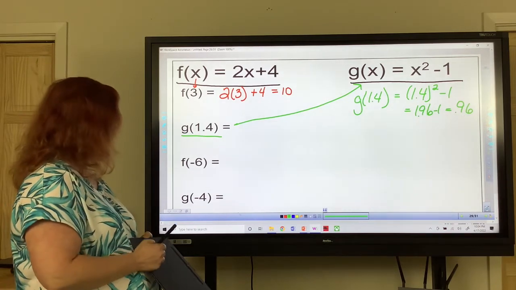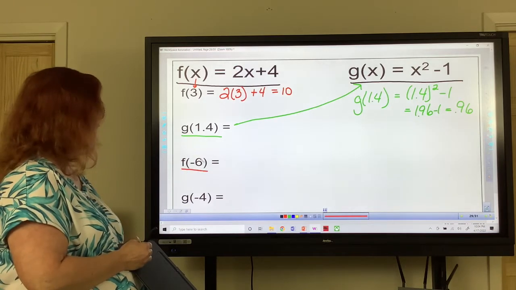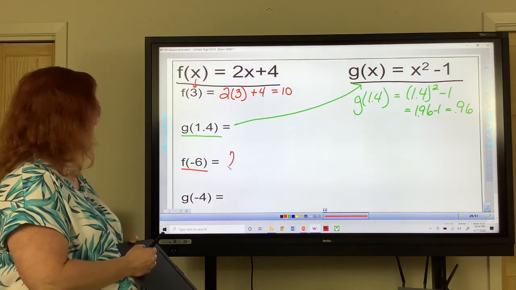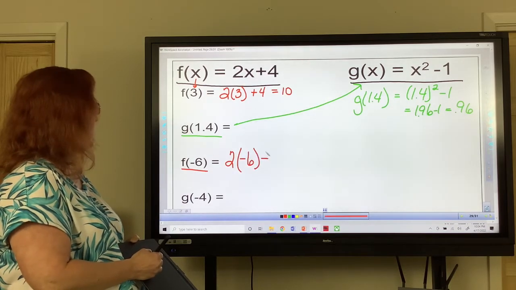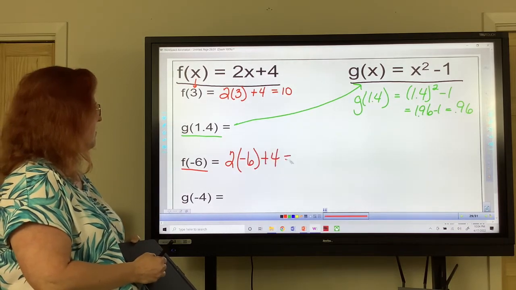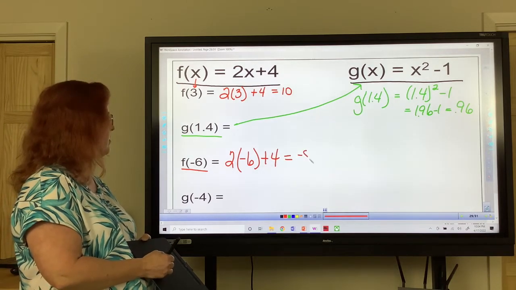All right, this next one is our f of x again. So our x becomes a negative 6. So we have 2 parentheses negative 6 plus 4. So that's going to equal negative 12 plus 4. So that's equal to negative 8.